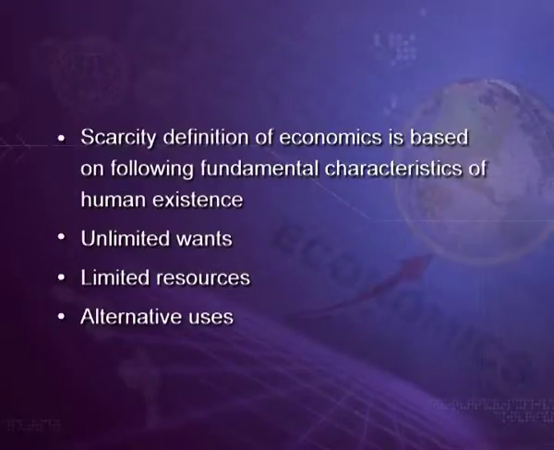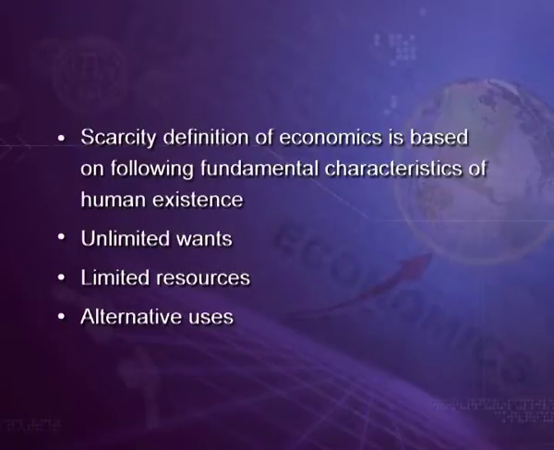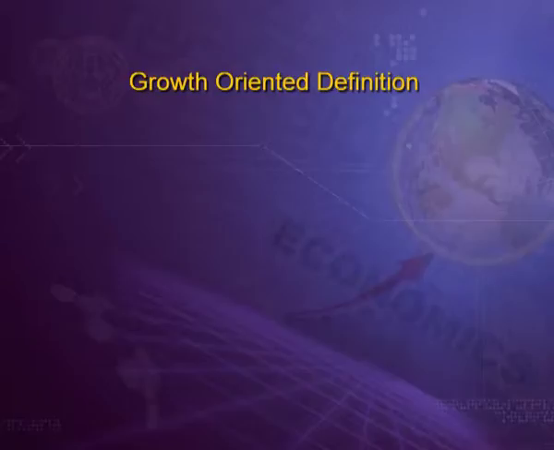Now, the third important point is alternative uses. What is the meaning of alternative uses? Alternative uses simply means that particular 500 rupees can be spent on buying books, on buying a gift, or on giving a party. So these three, unlimited wants, limited resources and alternative uses, are the root cause of economics, that is, they are basically related to scarcity.